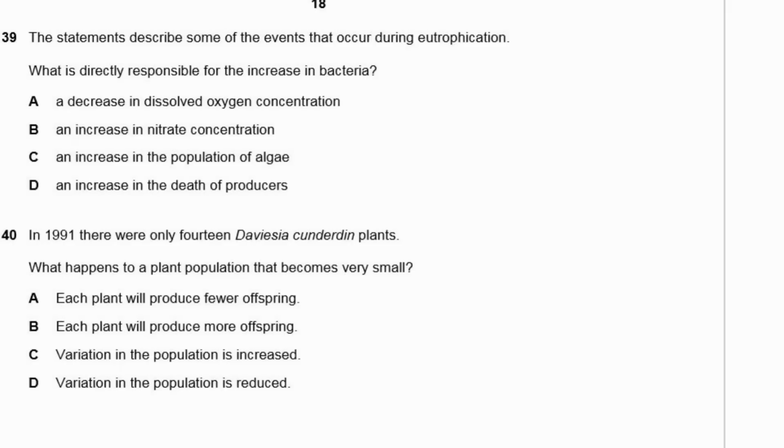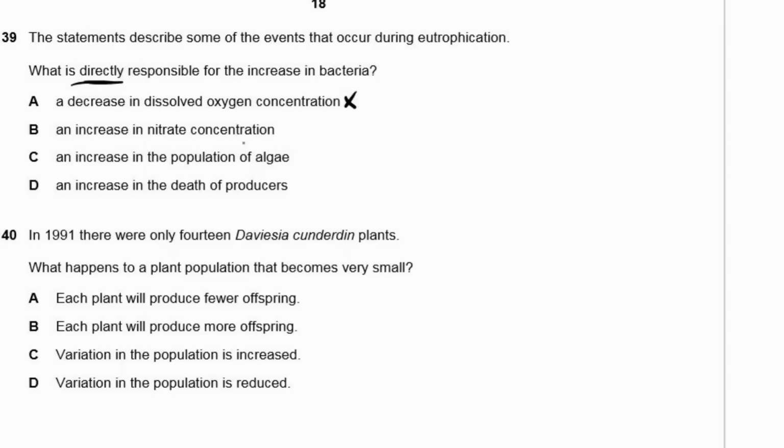Question 39. The statements describe some of the events that occur during eutrophication. What is directly responsible for the increase in bacteria? Okay, directly responsible, not indirectly. So a decrease in dissolved oxygen concentration. Nope, that doesn't cause more bacteria to occur. Bacteria use oxygen for aerobic respiration. They can do anaerobic respiration as well, but decreasing the dissolved oxygen doesn't increase the number of bacteria.